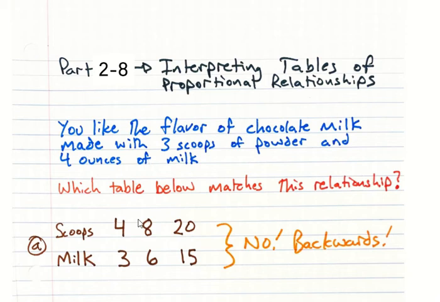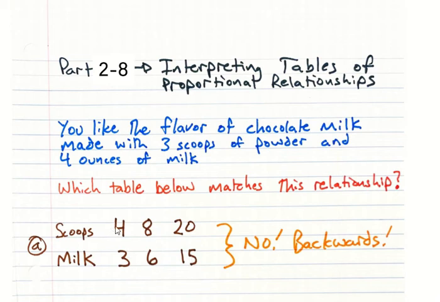You can't just look at the numbers. You also have to understand what they mean. 3 and 4, that's not going to get the job done. You have to know it's 3 scoops of powder and 4 ounces of milk. So you can't just know the numbers. You've got to know what they're standing for. This is backwards.